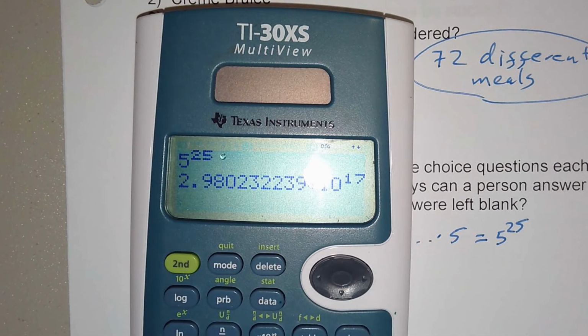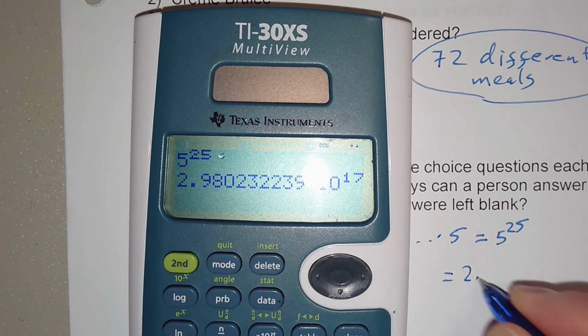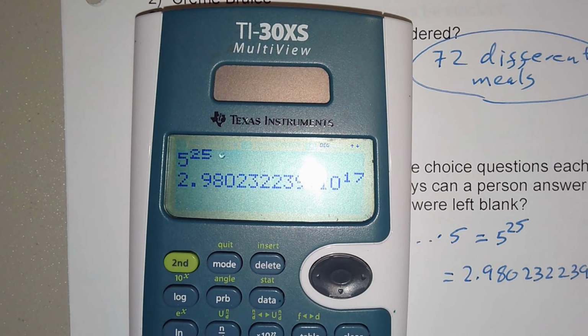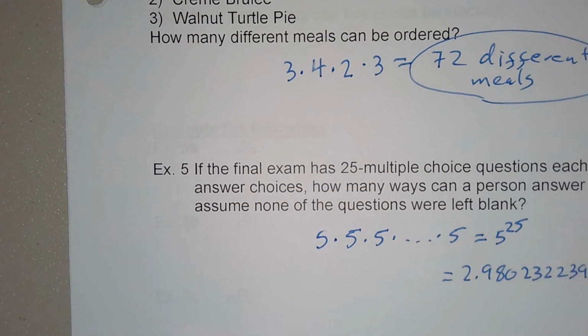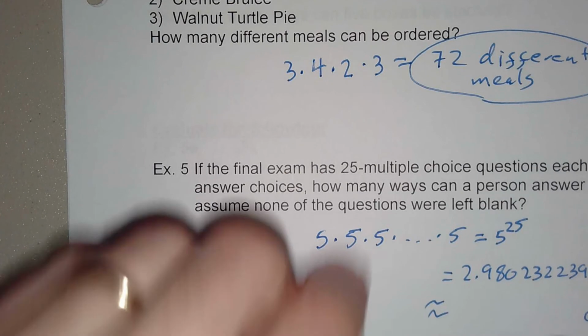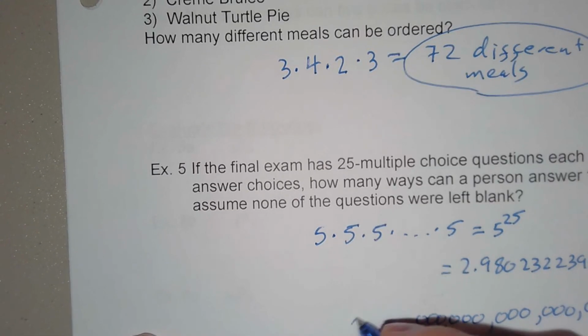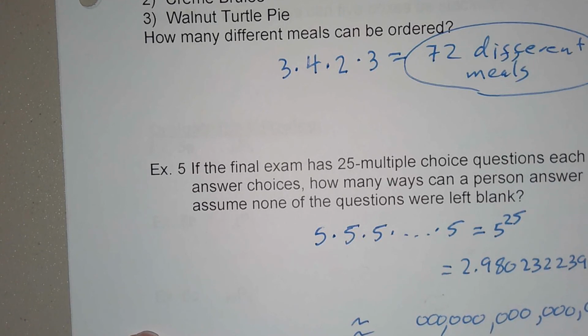Ooh, we get kind of a weird looking number. 2.98023223239 × 10^17. So let's think about what this number means. A thousand would be 3 zeros. A million would have 6 zeros. A billion would have 9 zeros. A trillion, 12 zeros. A quadrillion would be 15 zeros, and then, let's see, we have the power of 17. This tells us we have 18 digits.